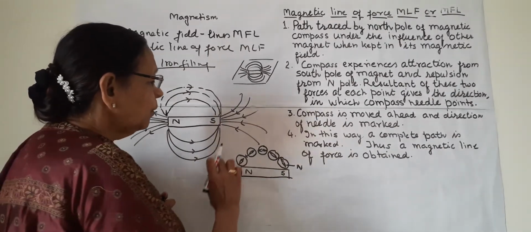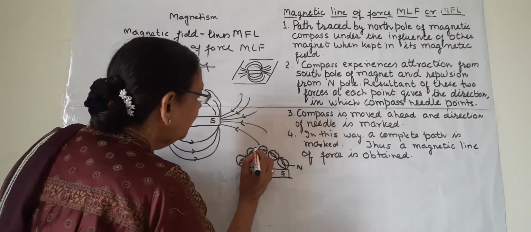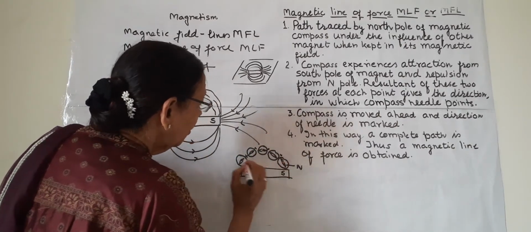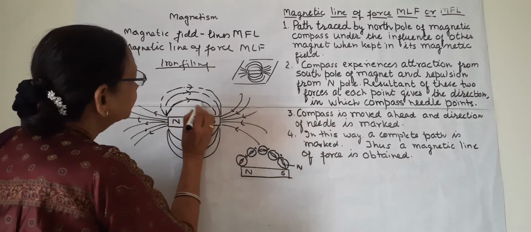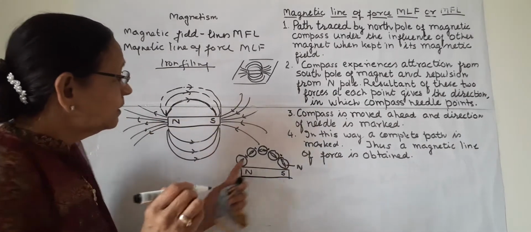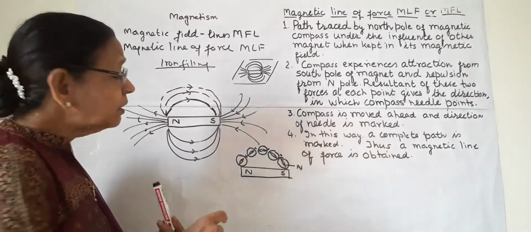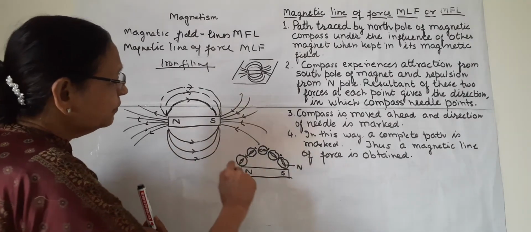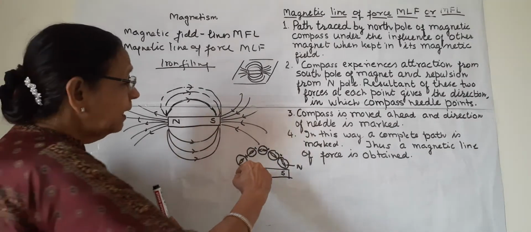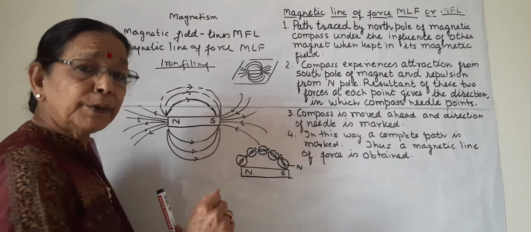So if we take off this magnetic needle and we join all the points, we will have this line. So this is the line of force, or magnetic line of force, or magnetic field line, or force line. In this way, by this compass, a line can be drawn, and you will do this practical in your practical course.